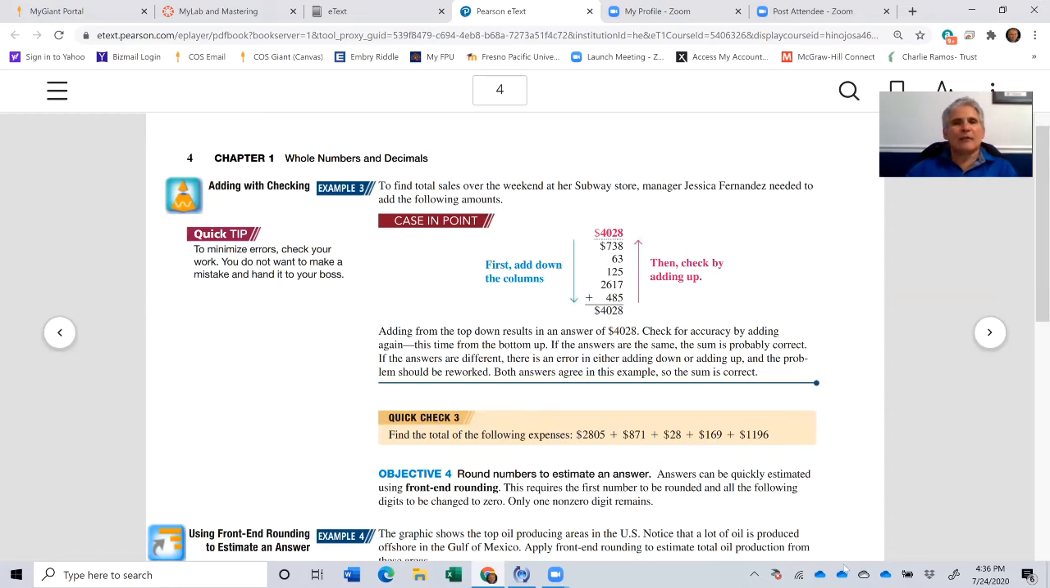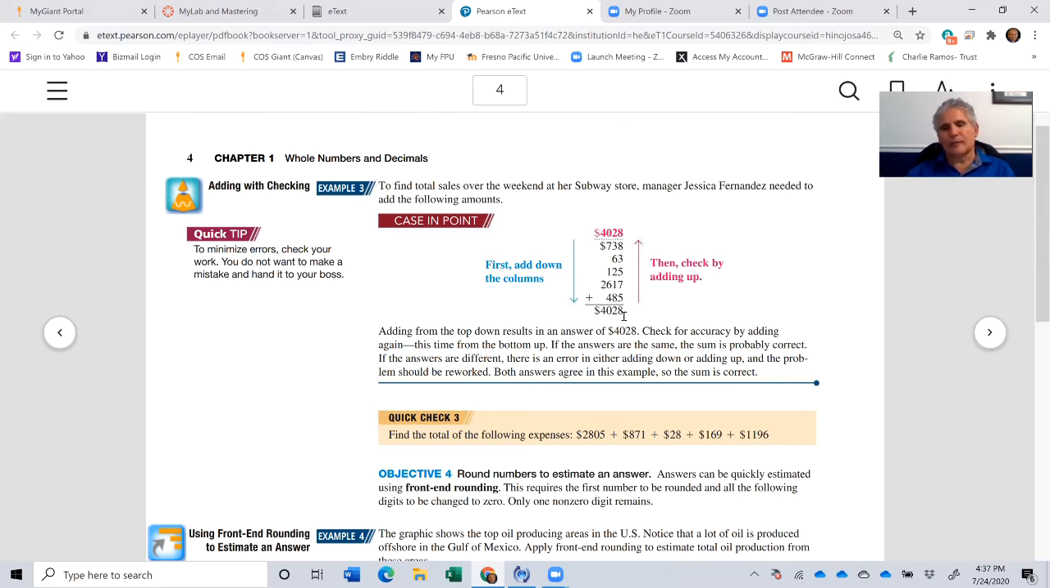All right, anyway, we have a set of numbers here: 738, 63, 125, 26, 17, and 45. And what it's asking us to do is add them both down and up. This is a good practice anyway, even if you use a calculator, because it's so easy to enter a wrong number. It's a good idea to first add the numbers from top to bottom. So you would enter 738, 63, 125, 26, 17, 45, add all those numbers and then see what the calculator comes up with.